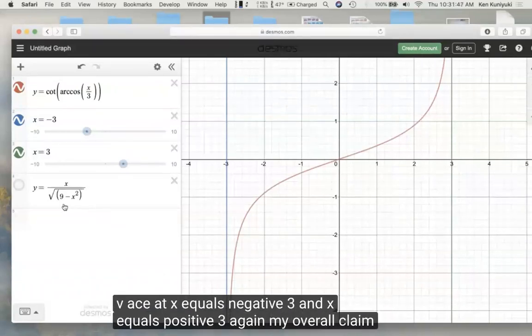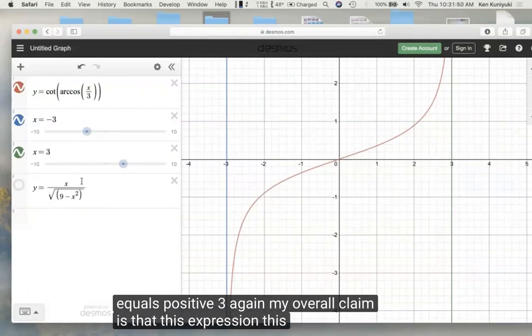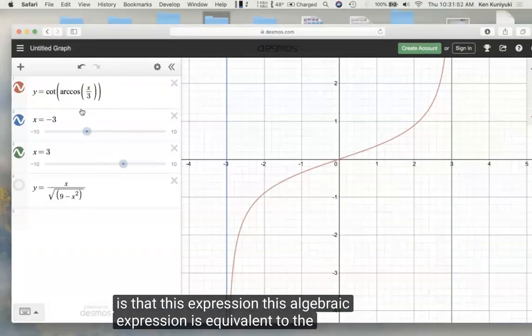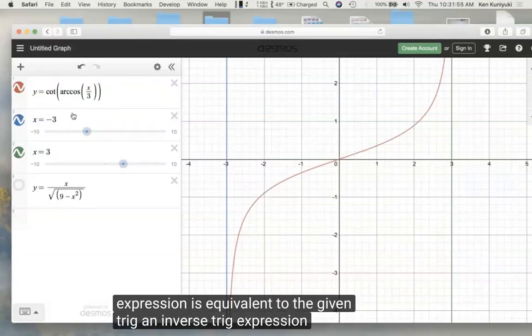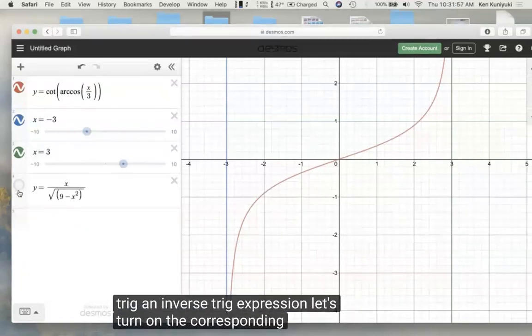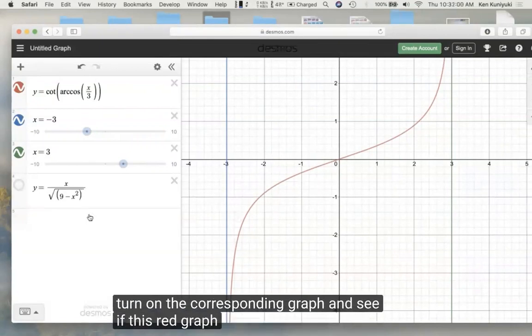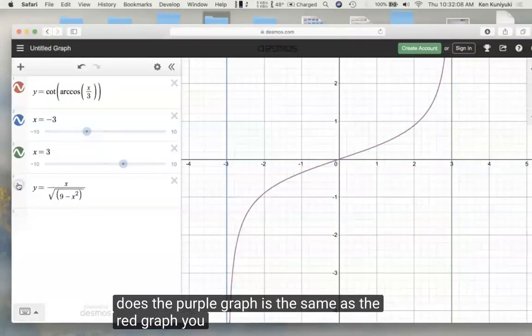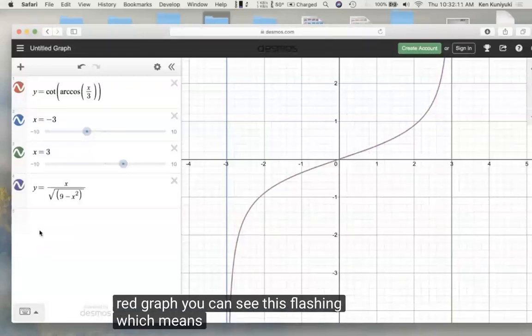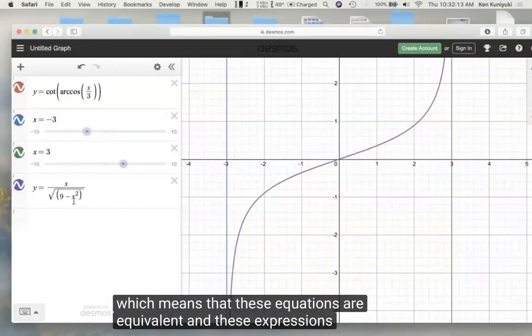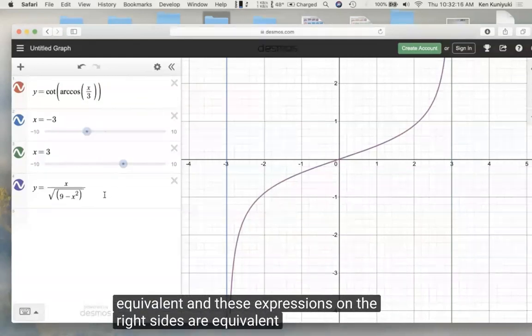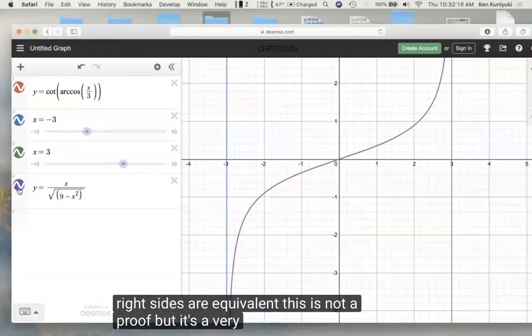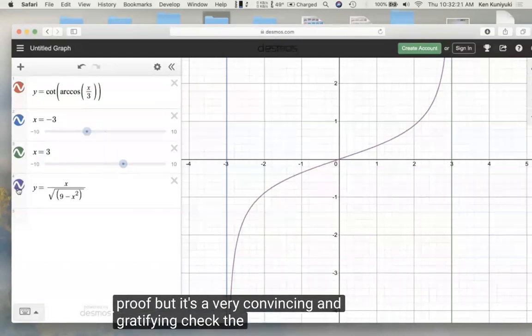Again, my overall claim is that this algebraic expression is equivalent to the given trig and inverse trig expression. Let's turn on the corresponding graph and see if this red graph just recolors. Yes, it does. The purple graph is the same as the red graph. You can see this flashing, which means that these equations are equivalent and these expressions on the right sides are equivalent. This is not a proof, but it's a very convincing and gratifying check. The fact that these two graphs are the same.